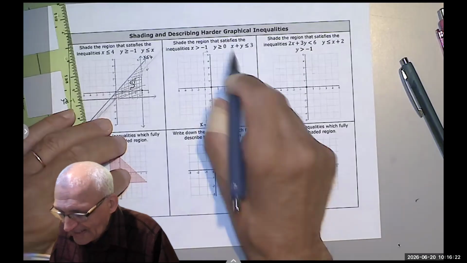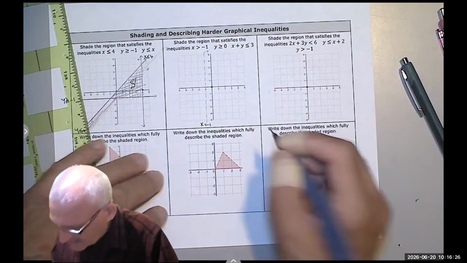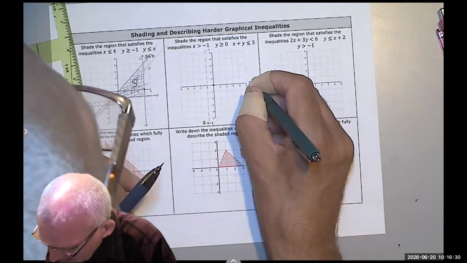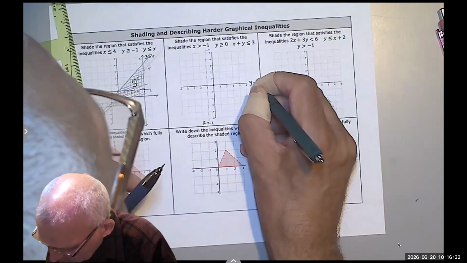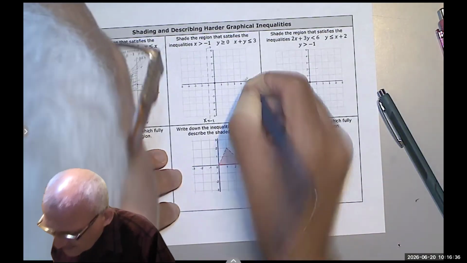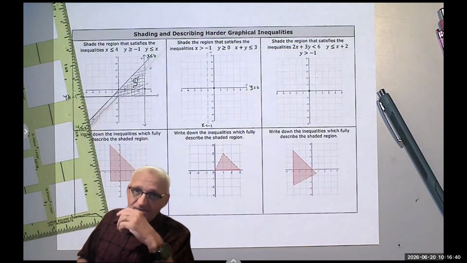Okay. Y is greater than or equal to 0, meaning above the x-axis. I don't need to draw anything. I can simply say this is y equals 0, and anything above that would be y greater than or equal to 0. And then x plus y equals 3.